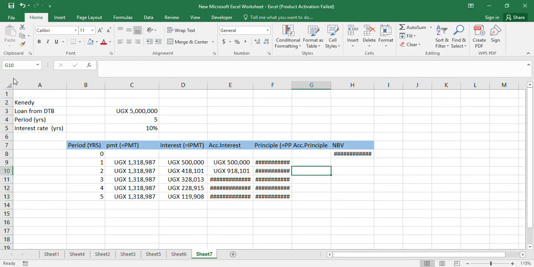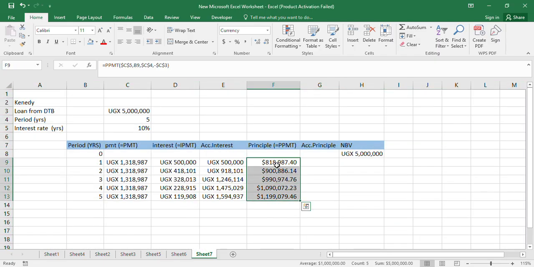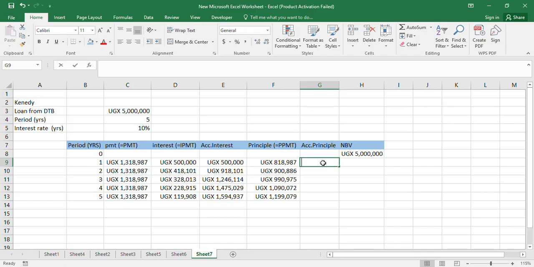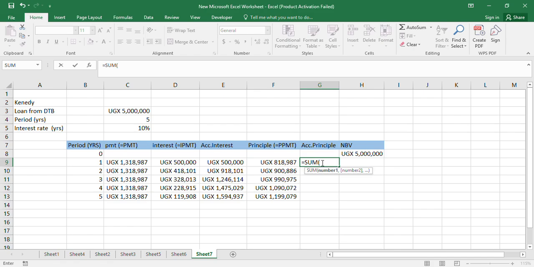Autofill. See, we can also format the cells to UGX. Small points to 0. And have that accumulated. Interest just summing up. Accumulated principal, summing up the previous one to this, and fix one of them. Press F4. You fix one of them, not all. Don't forget to uncheck this.